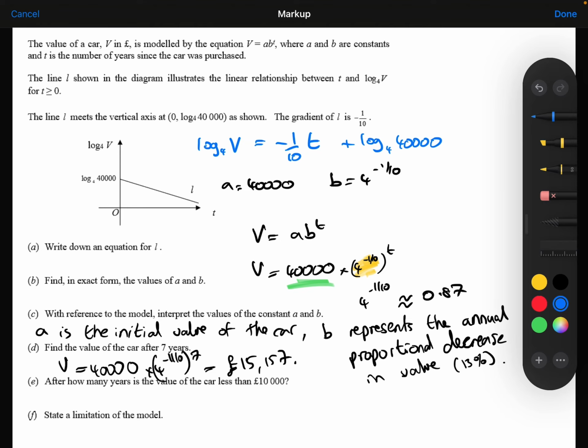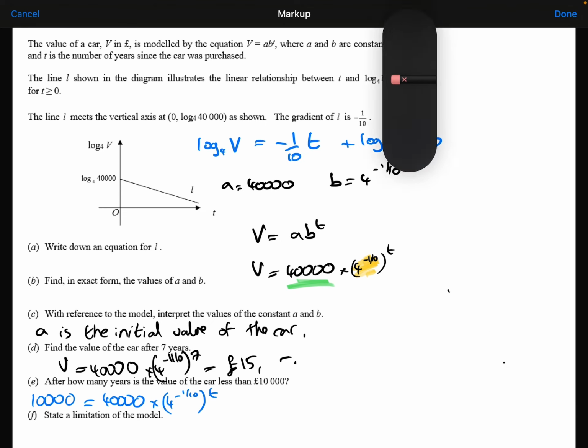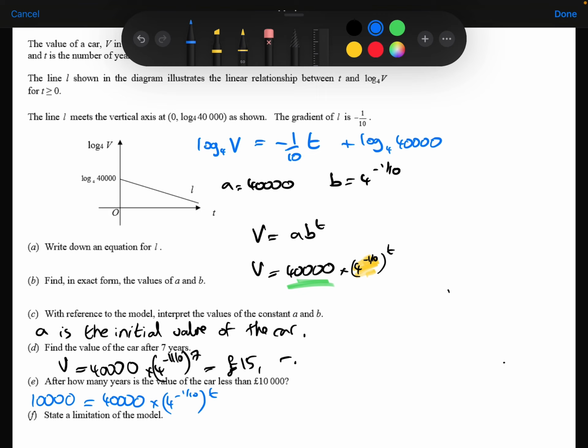Part E, after how many years is the value of the car less than 10,000? So if I take my model and make V equal to 10,000, then just say that t is going to be above that. So 40,000 times the 4 to the power of minus 1/10 t. If I divide both sides by the 40,000, 10,000 divided by 40,000 is 1/4.